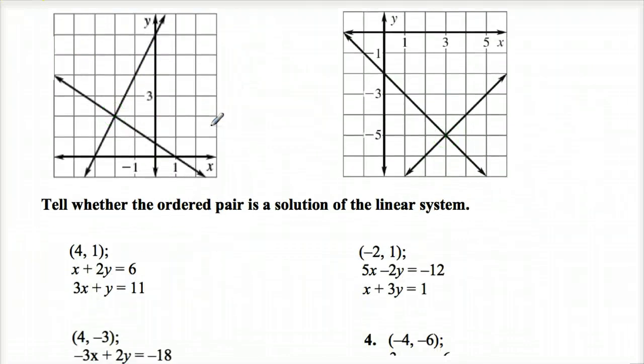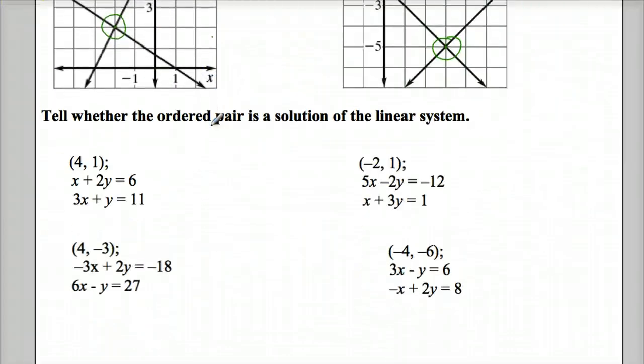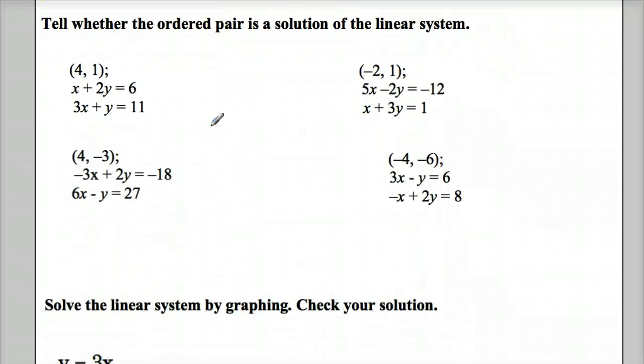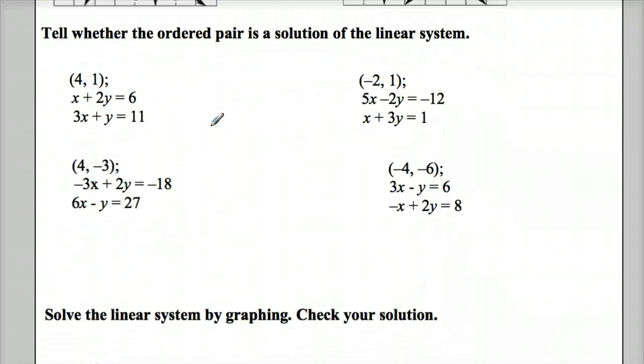Okay, now we get into the algebra stuff of solving systems of linear equations. So tell whether the ordered pair is a solution of the linear system. So just how we did first, we put in 4 for x and 1 for y, and we tell whether this coordinate here is a solution to this system. This is just two lines. This is the first line, this is the second line. So let's put it in. We put in 4 for x. Maybe we could put that here. 4 equals x, 1 equals y.